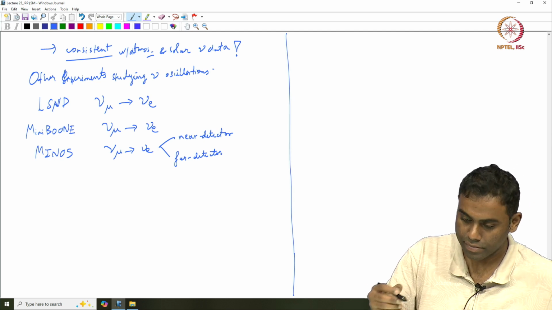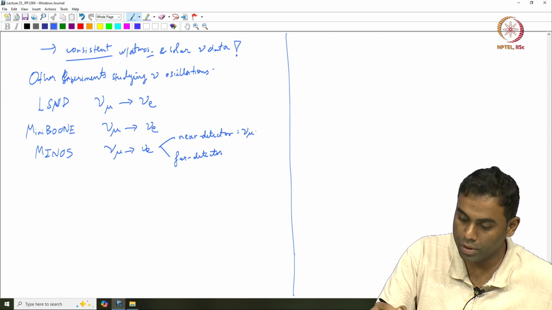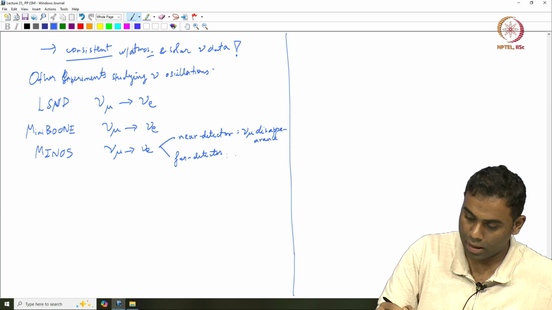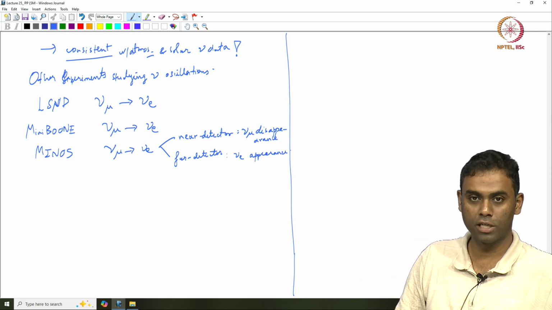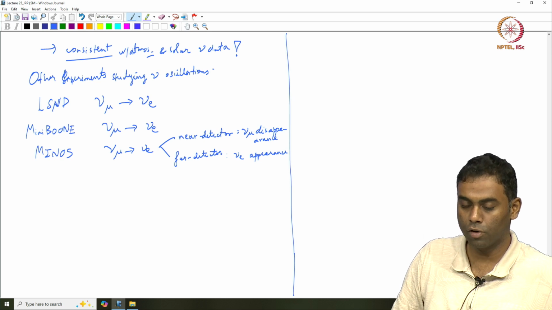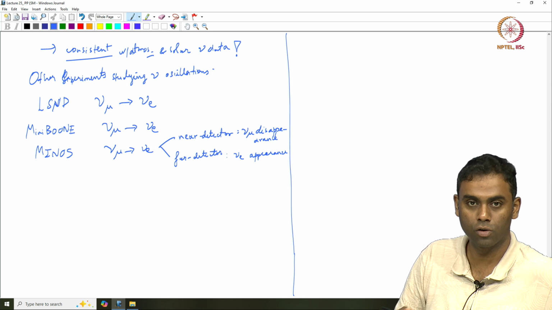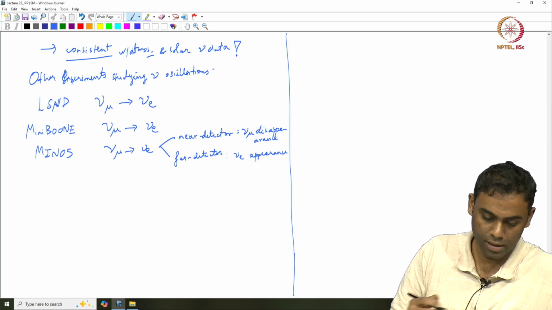So, the near detector actually looks for a nu mu disappearance, and the far detector is placed at the right distance close to the oscillation length, so that they look for the nu e appearance. Both of these could be measured when a neutrino oscillates. So, they exploit both these signatures.